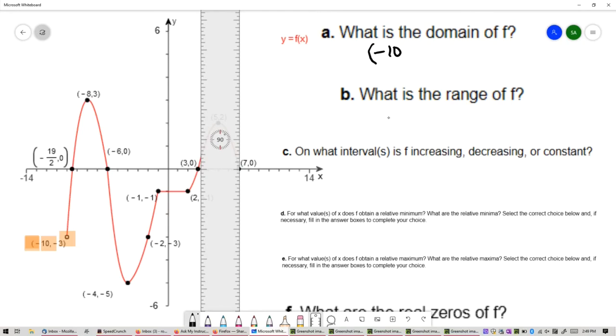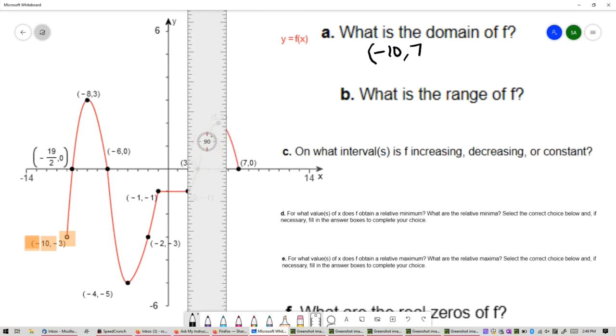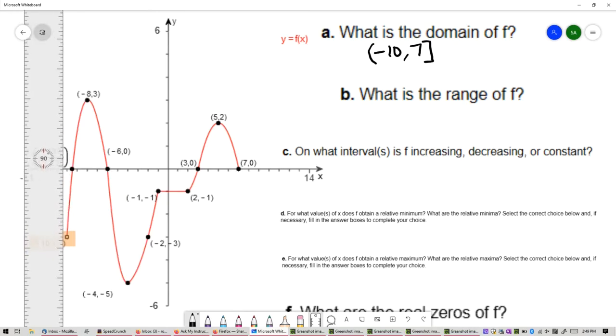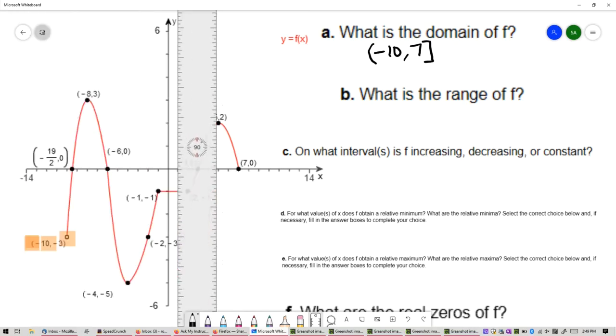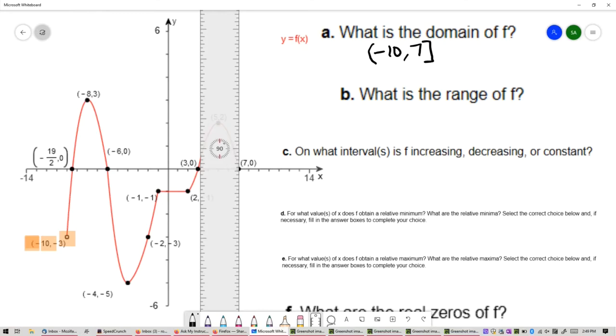So that's when my interval notation will stop. And because that endpoint is a closed circle, that point is included in the domain, and we're going to use a bracket. So our domain consists of all the x values from negative 10 to 7, where negative 10 is not included, and 7 is. So that's our domain.